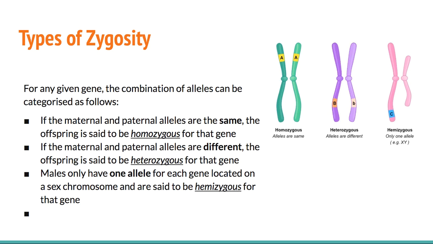For any given gene, the combination of alleles can be categorized as follows. If the maternal and paternal alleles are the same, the offspring is said to be homozygous for that gene. So for example, in the picture to the right, the two green alleles are homozygous. If the maternal and paternal alleles are different, the offspring is said to be heterozygous for that gene. So on the right, in the purple, the left and the right are heterozygous. Males only have one allele for each gene located on a sex chromosome, and they are said to be hemizygous for that gene. And this is seen in the third example in pink.